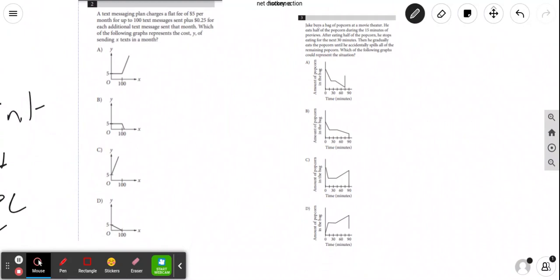A text message plan charges a flat fee of $5 per month for up to 100 additional text messages sent, plus 25 cents for each additional message sent after that month. So you get $5 and then you get 100 included, right? And then you pay 25 cents for each additional text. Obviously it's not this. This doesn't show the 100 here. This one doesn't show the 100 here. It should be like that. And this one, you don't pay less as you text more. It's A. Simple as that.